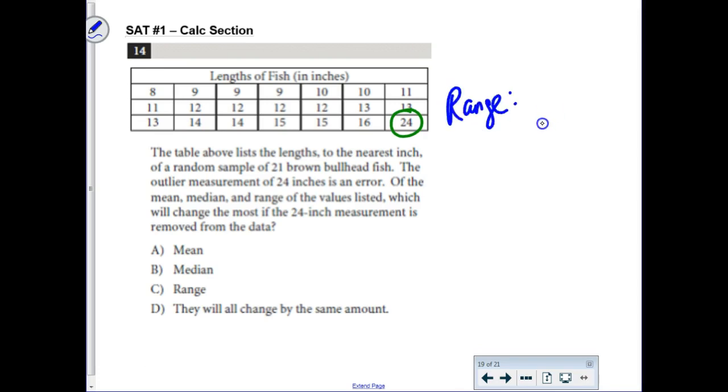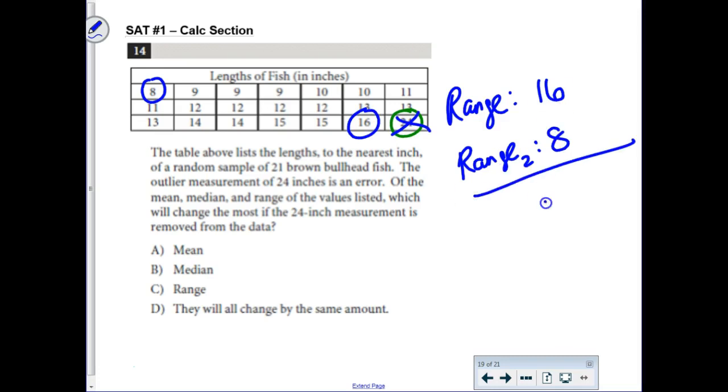Range is defined as what? Highest minus lowest. So who's the smallest little fish in the pond here? 8. So the range when the 24 is in the data is 16. And then the range the second time when we take out that 24 would be 8. So the range changed by going down 8 units. So when I calculated the mean, without actually calculating it, guys, are you okay with me saying the mean is not going to be affected by more than 8 points? That would be crazy. So the range is the biggest change.